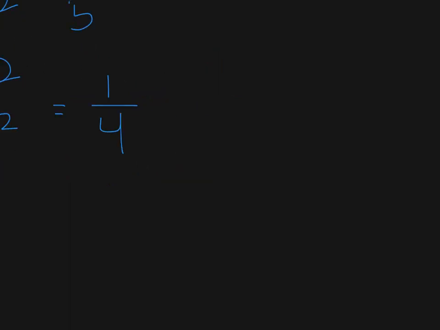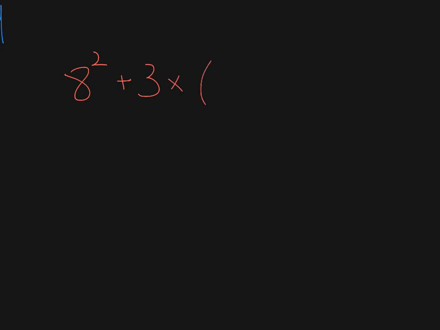Last one, the tricky one. We have to solve for this. Let's go and write this out. 8 to the power of 2, or you can say 8 squared, plus 3 times parentheses 36 divided by 6, and then at the end subtract 2.